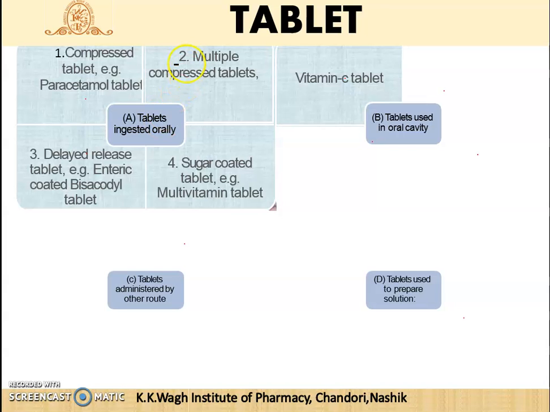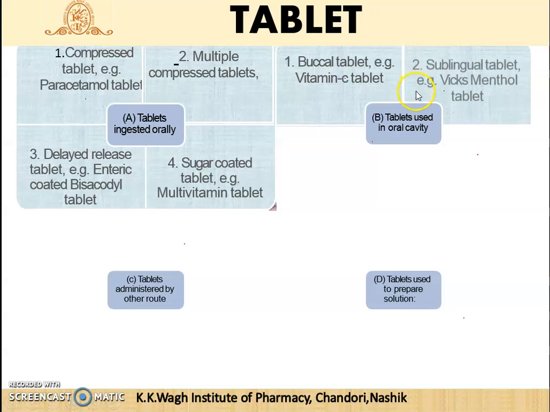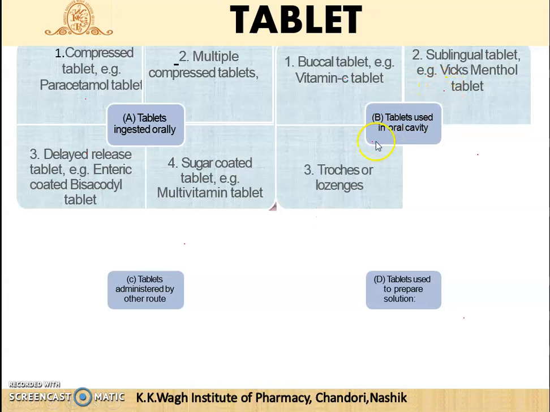In tablets used in oral cavity, the first one is the buccal tablet, an example of which is vitamin C. The second type is sublingual tablets, such as Vicks, menthol, etc. Then the third type is troches and lozenges. Then the fourth type of tablet used in oral cavity is dental cones.